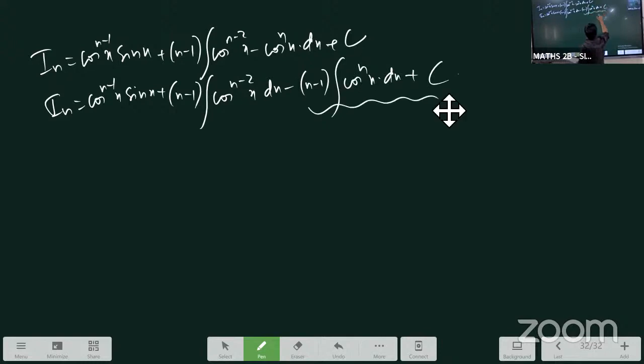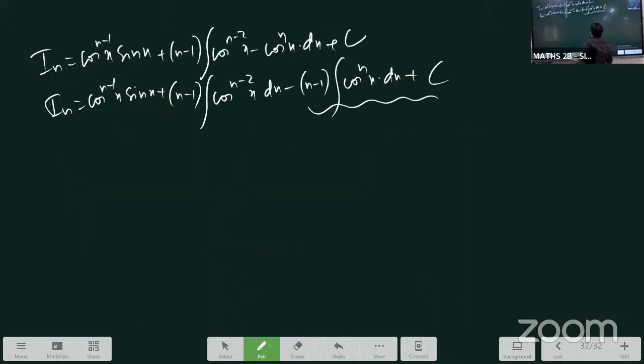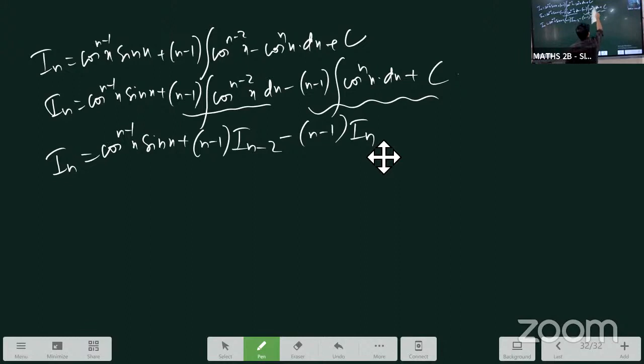This I am going to take as I n. This I am going to n plus 1. No, that is n minus 1 only, right? So this I am going to take as I n minus 2. So I n is equal to cos power n minus 1 x sin x plus n minus 1 integration, that is I n minus 2, minus n minus 1 into this I n. Inside this I n, this integration's whole constant will be there. Is it clear? Keep on changing the values of n. Every time I get a constant. At last you will get one big constant that will be plus c. While reducing it, you are going to write that part.